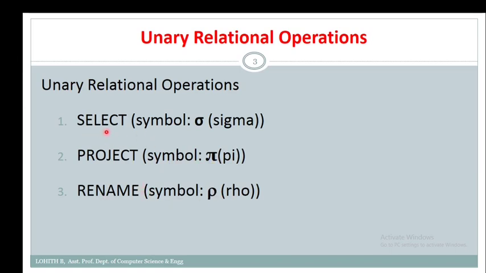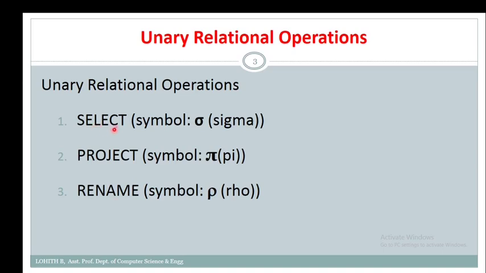The select operation is used to select the tuples or the rows from the relation, whereas the project operation is used to select the columns or attributes from the relation. And the rename operation is used to rename the attributes of a particular relation.